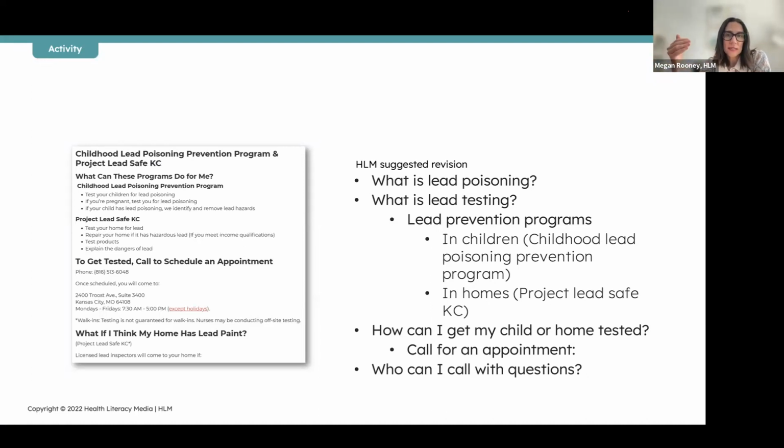What is lead testing? So defining lead testing, and then going into, there are these 2 programs for children and for homes. And then how can I get my child or my home tested? So then we move to the action item. So we needed to build in a little bit more education at the top, explain the programs, and then we get to the action item. So this is a structure and organizational principle that we applied.